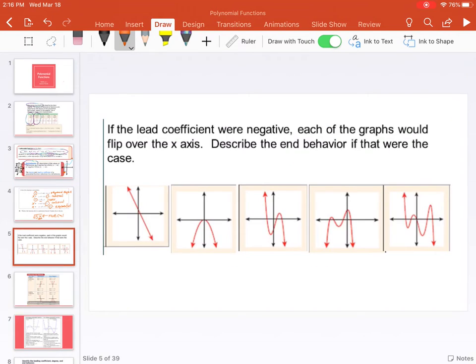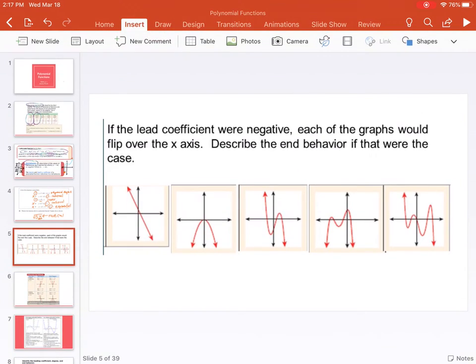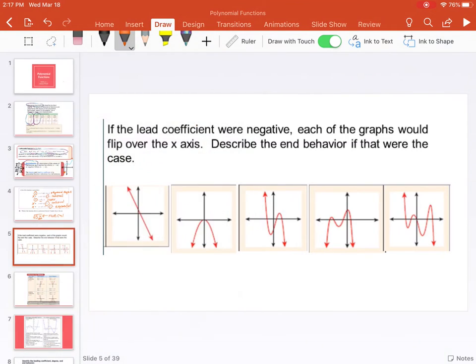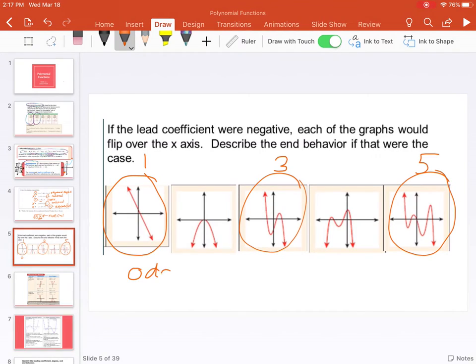The next thing we're going to talk about is our leading coefficient. If you were to have a negative leading coefficient, I'm going to draw on here for you. You're going to see that with the odd degrees, this has a degree of 1, degree of 3, degree of 5. Notice how the odd degrees all have the same end behavior. All my odd polynomials, if you look at the left tail of the graph to the right tail of the graph, go from quadrant 2 to quadrant 4.